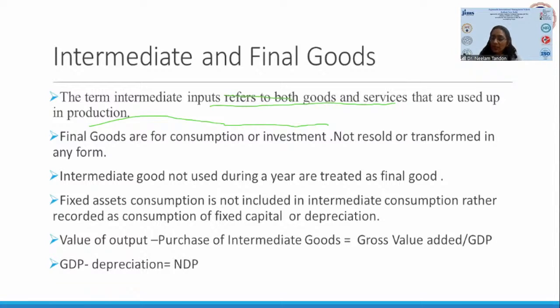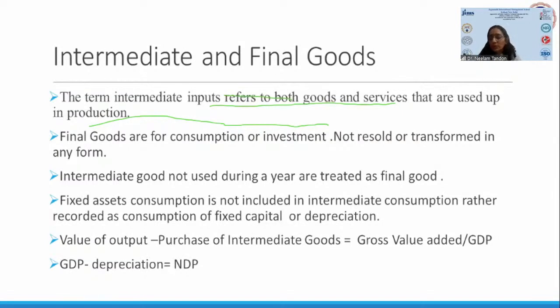Now, if you use machines and equipments during the production process, they are not intermediate good, because you deduct them as consumption of fixed capital, and that is quoted as depreciation. So this is not intermediate good in that case. Machines and equipments which you are using over a period of time in the production process will not be considered an intermediate good. It will be consumption of fixed capital, which you take care of as depreciation.